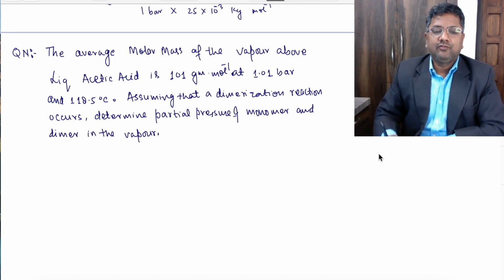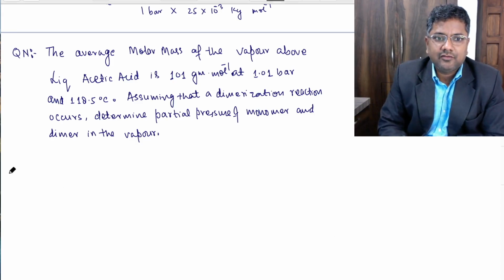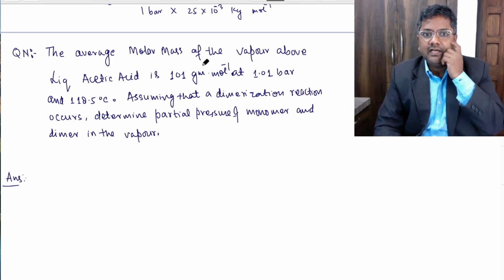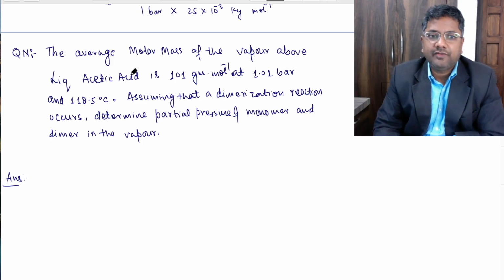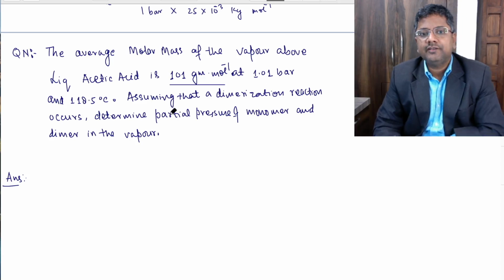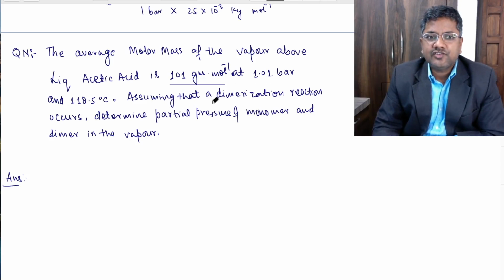Now see one more question. This is a very good question. In fact, the average molar mass of the vapor above the liquid acetic acid is 101 grams per mole at 1.01 bar and this temperature in degrees Celsius. Assuming that a dimerization reaction occurs, determine the partial pressure of monomer and dimer in the vapor phase.